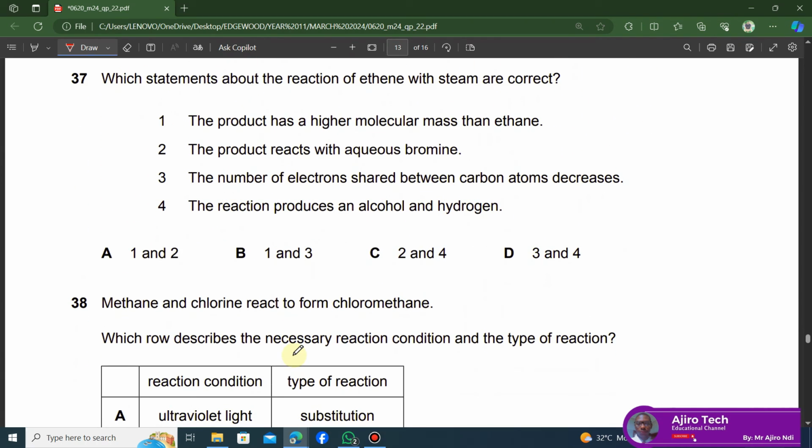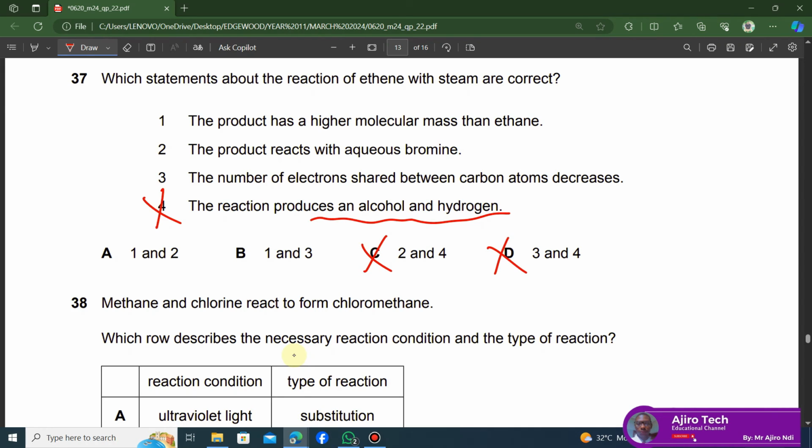Okay, so we go to question 37. Which statements about the reaction of ethene with steam are correct? So whenever ethene is reacting with steam, of course, you're going to produce an alcohol. All right, so let's go through the options as usual and eliminate. The reaction producing an alcohol and hydrogen. No, just an alcohol is produced. So anything involving 4 is off.